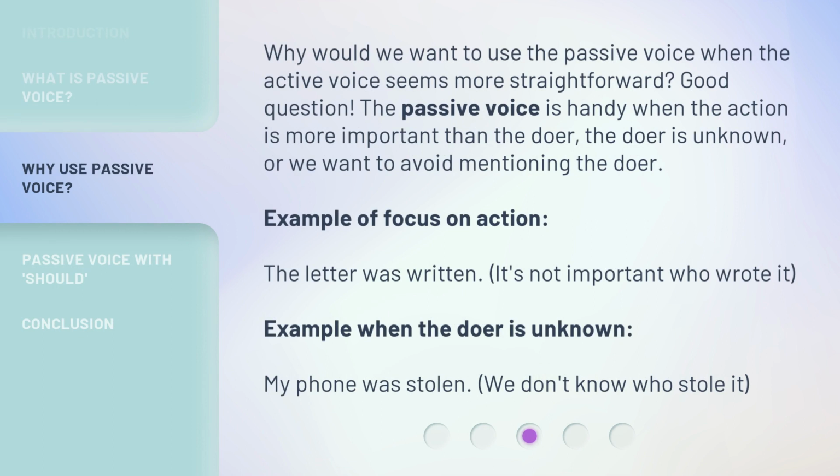Why would we want to use the passive voice when the active voice seems more straightforward? Good question. The passive voice is handy when the action is more important than the doer, the doer is unknown, or we want to avoid mentioning the doer. Example of focus on action: the letter was written. It's not important who wrote it. Example when the doer is unknown: my phone was stolen. We don't know who stole it.